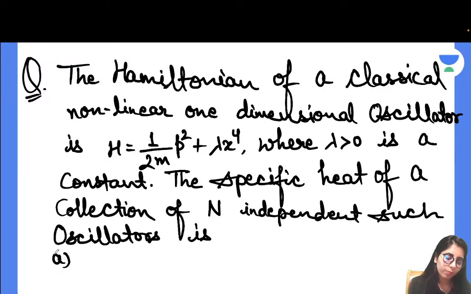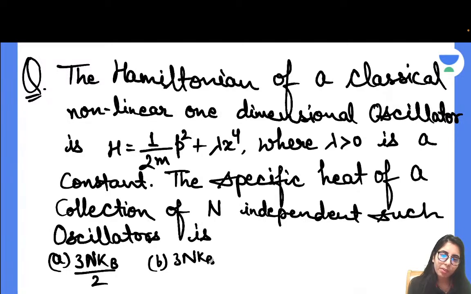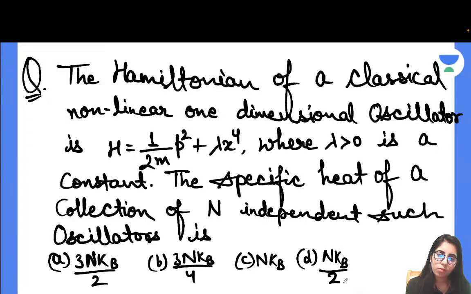The options are 3 n kB divided by 2, 3 n kB divided by 4, n kB, and n kB divided by 2. Try it now and let me know once you get it done, otherwise I'm going to talk about what you have to do in this situation.